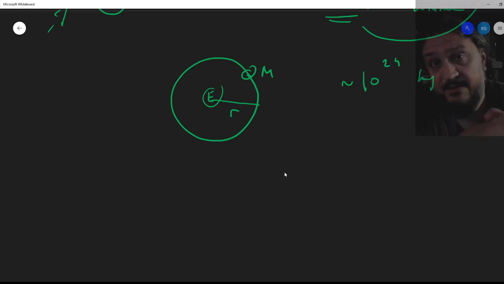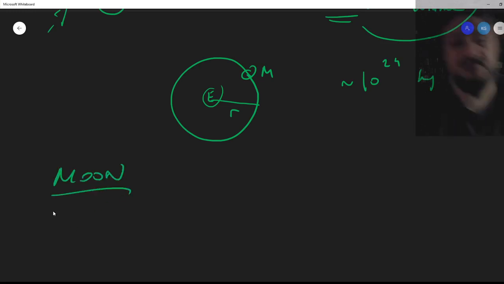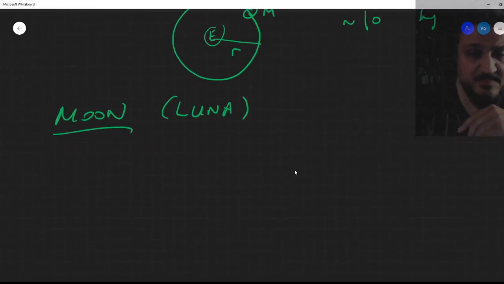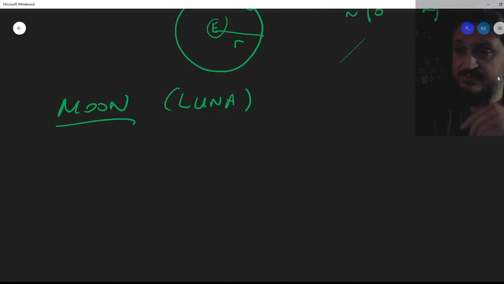Unlike the moon, which is our next object in our analysis. Now, we talked about Earth, let's talk about the moon. There are many moons in our solar system. I'm talking about our moon, Earth's moon, also called Luna. Earth has one moon. Some planets have a couple, like Mars, but if you go to other planets like Jupiter and Saturn, you have 50, 60, 70 moons, right? So Luna is smaller than our planet.